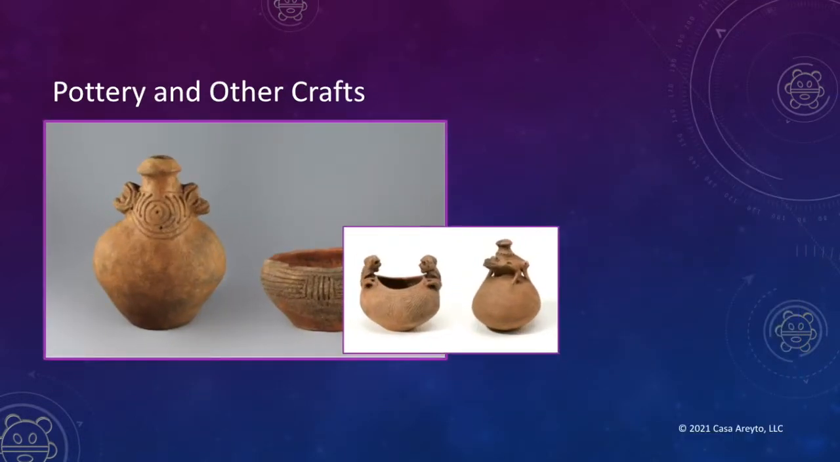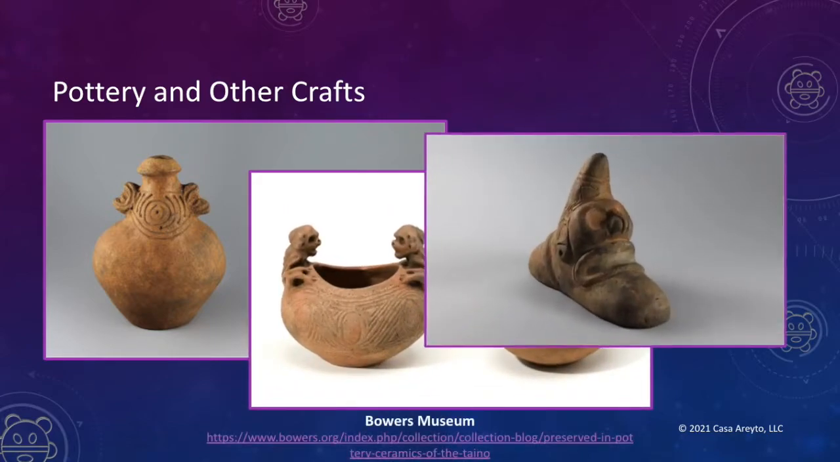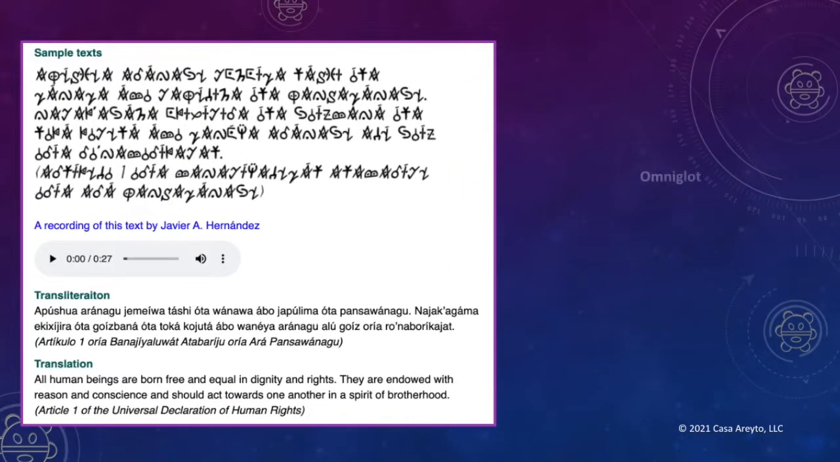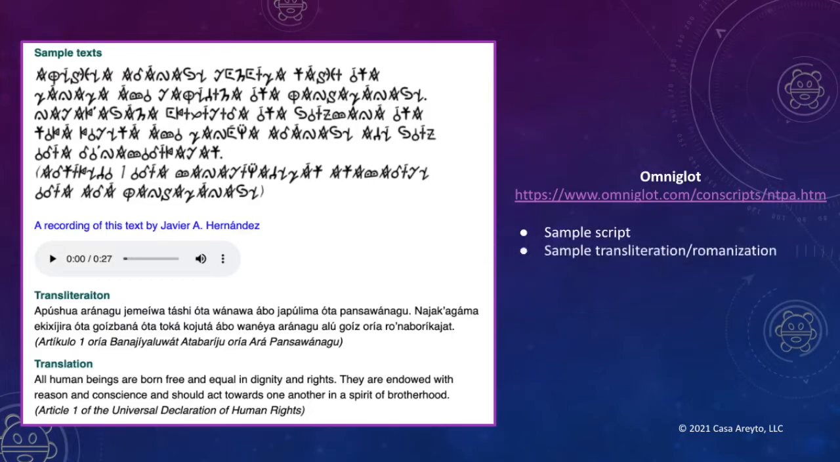You can see a lot of the symbols also on pottery and other crafts that you may find in historical museums. One cool thing is that Omniplot also posts entire paragraphs in the Nahuatl pictographic alphabet, so you can read a paragraph in the sample script. You also have the available transliteration and romanization, so you can follow along. And there's a cool sample audio, so you can hear how Javier Hernandez pronounces each of the letters in the alphabet. There's also text available in English and Spanish with translations.